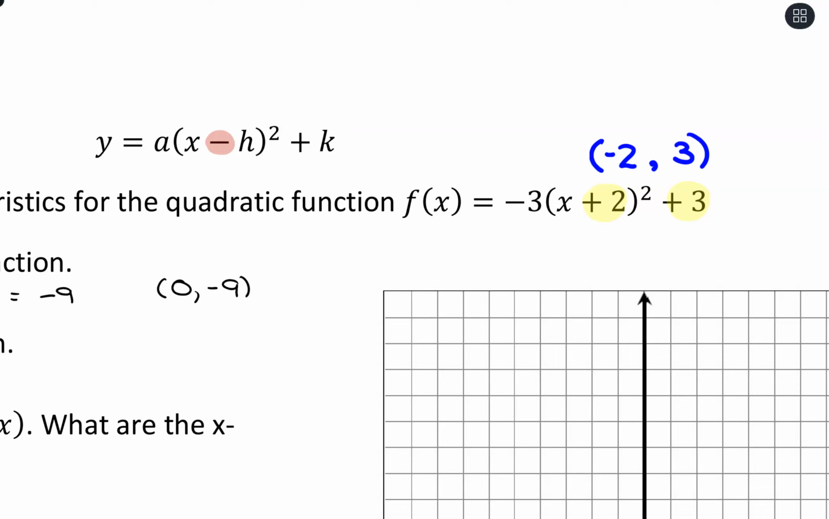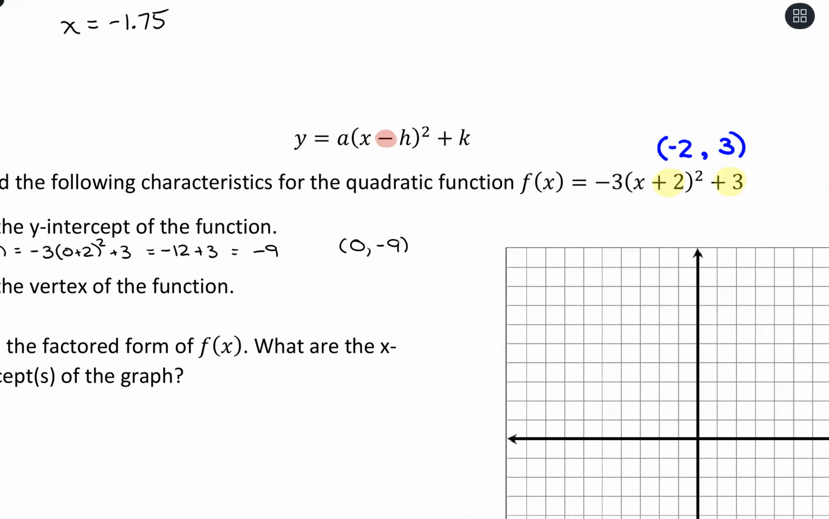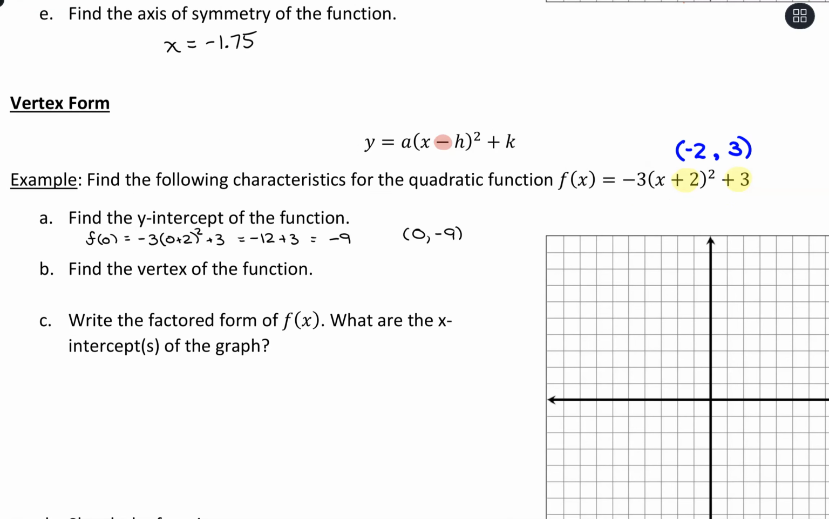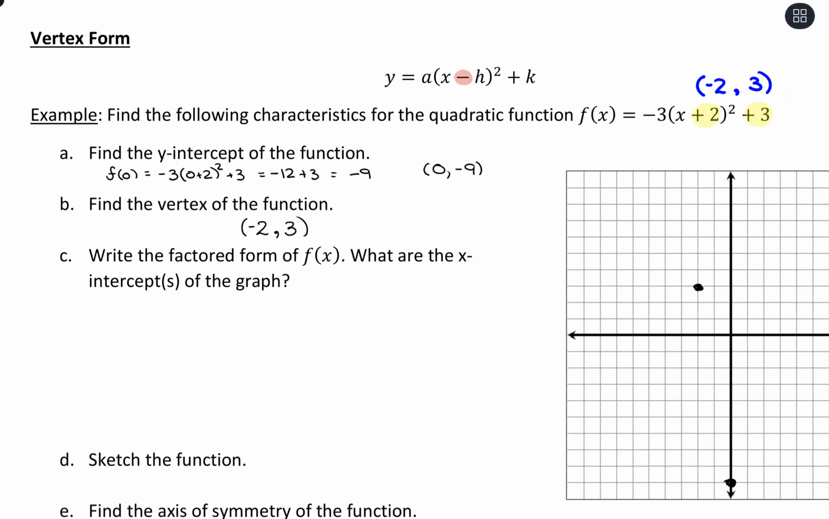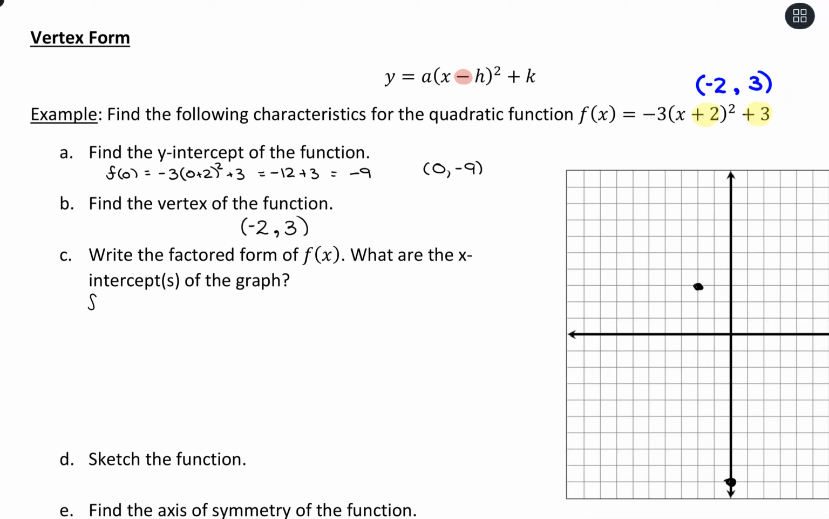But it's like we talked about with our graph transformations, kind of opposite when we put things next to x, and that's what's happening right there. So our vertex, no calculation to do, we're just reading from the function itself that we have a negative 2, positive 3. So (-2, 3). Writing the factored form, what we're going to need to do is multiply everything out.